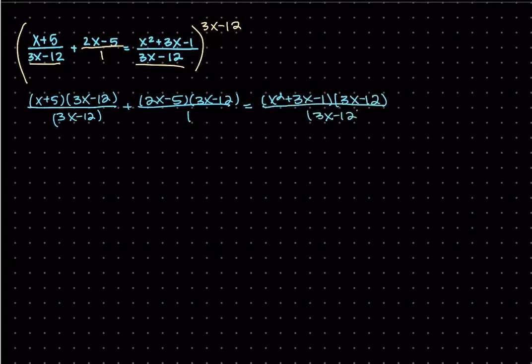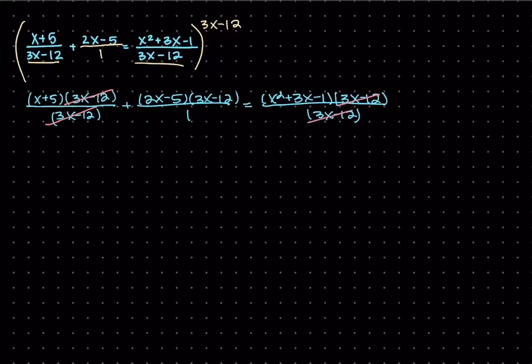And now we can go ahead and cancel. So what I can see is this 3x minus 12 and this one cancel, and then these two cancel. And then we're just going to end up with x plus 5 plus 2x minus 5 times 3x minus 12 is equal to x squared plus 3x minus 1.